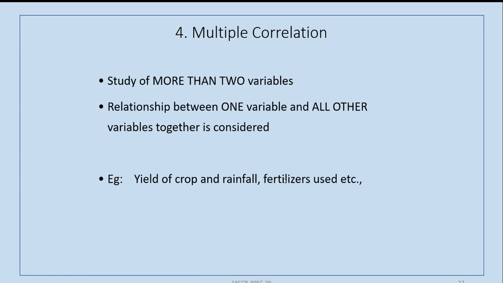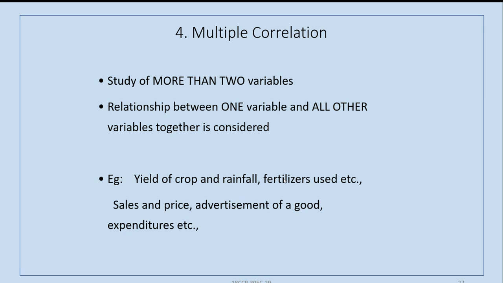Multiple correlation means the study of more than two variables, the relation between one variable and all other variables. For example, the yield of a crop, that is how much crop there is, is one variable, and so many other variables are there: rainfall, use of fertilizers, use of pesticides, price, demand in the market, advertisement, and all other things. That is called multiple correlation.